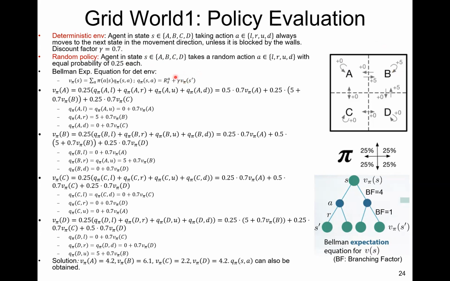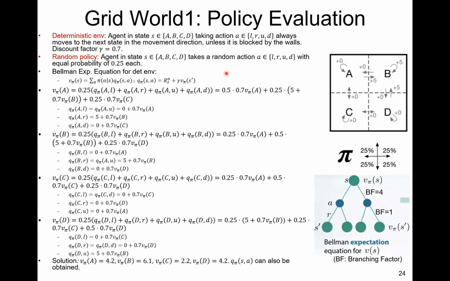So the random policy, we're doing policy evaluation. We're given the policy and we're trying to evaluate its value functions. We're not trying to optimize the policy here. The random policy says the agent in any state A, B, C, D takes a random action, left, right, up or down, with probability of a quarter each.